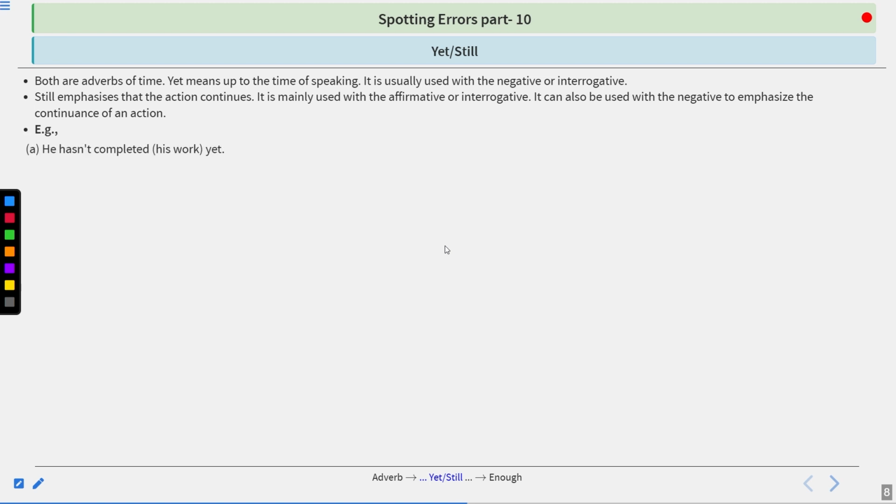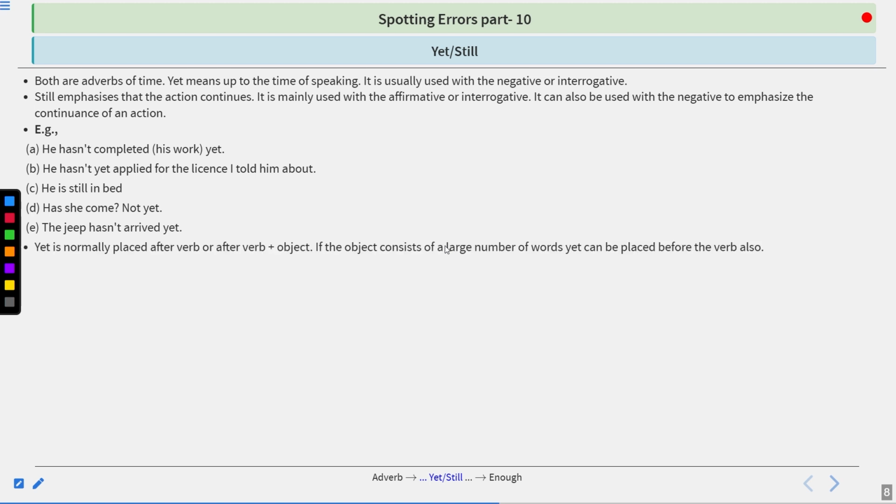Example, she has not completed his work yet. So here, yet gives the meaning till now. He hasn't yet applied for the license I told him about. So again, till now. He is still in bed. Has she come? Not yet. The jeep hasn't arrived yet.